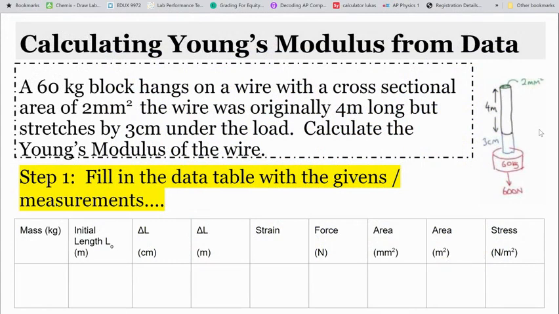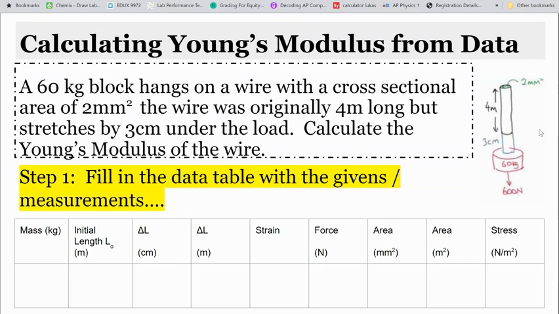Okay, we're going to solve a couple of problems in your notes. So I would encourage you to take a second and write down this problem set into your notes along with the table below, and then we'll walk through and use our Young's modulus equation to solve it. A 60 kilogram block hangs on a wire with a cross-sectional area of 2 millimeters squared. The wire was originally 4 meters long, but stretches by 3 centimeters under the applied load. Calculate the Young's modulus value of the wire.